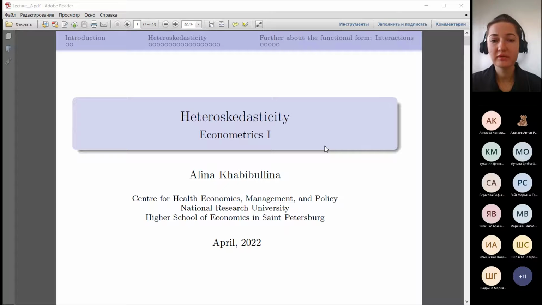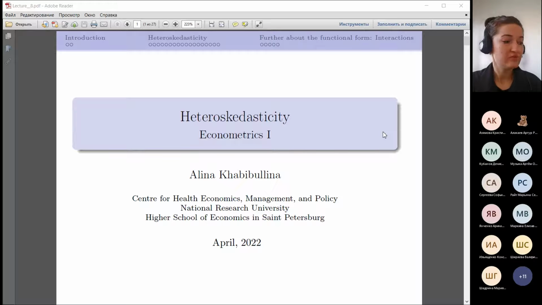So today we are going to talk about the heteroscedasticity problem. And generally speaking, we continue our discussion about the problems that researchers face when they conduct regression analysis.